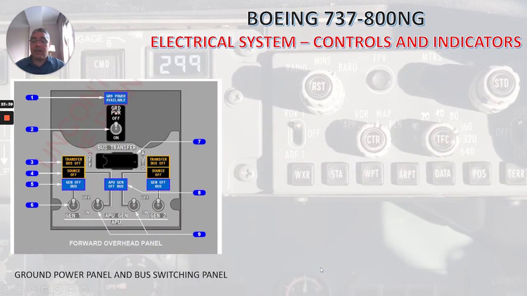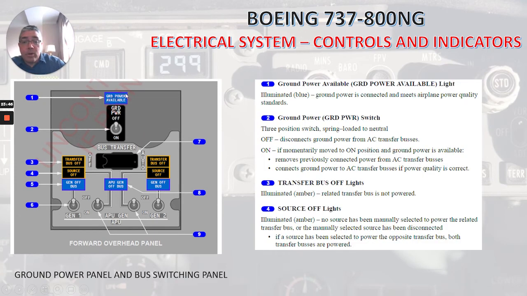All right, now let's talk about the ground power panel and bus switching panel. Here we have the ground power available light, illuminated blue. Ground power is connected and meets airplane power quality standards. If we talk about the ground power switch here, 3-position switch, spring loaded to neutral. Off, disconnects ground power from AC transfer buses. On, if momentarily moved to on position and ground power is available, removes previously connected power from AC transfer buses and connects ground power to AC transfer buses if power quality is correct.